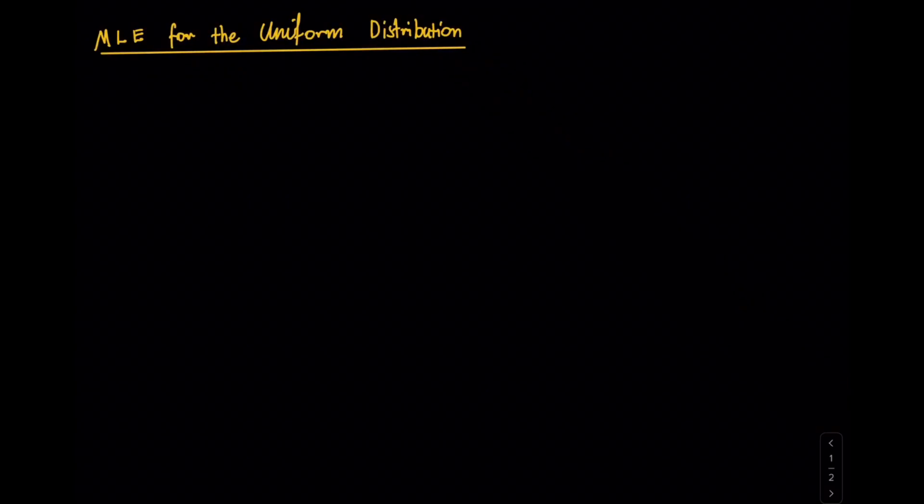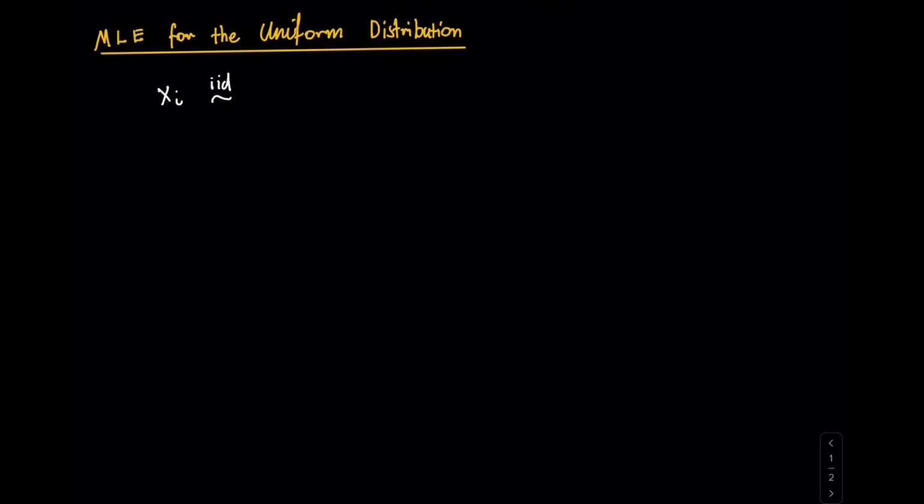Welcome. In today's video, we're going to look at how to derive the maximum likelihood estimate for a continuous uniform distribution. But before we do that, let us first remind ourselves what the probability density function of a uniform distribution is.